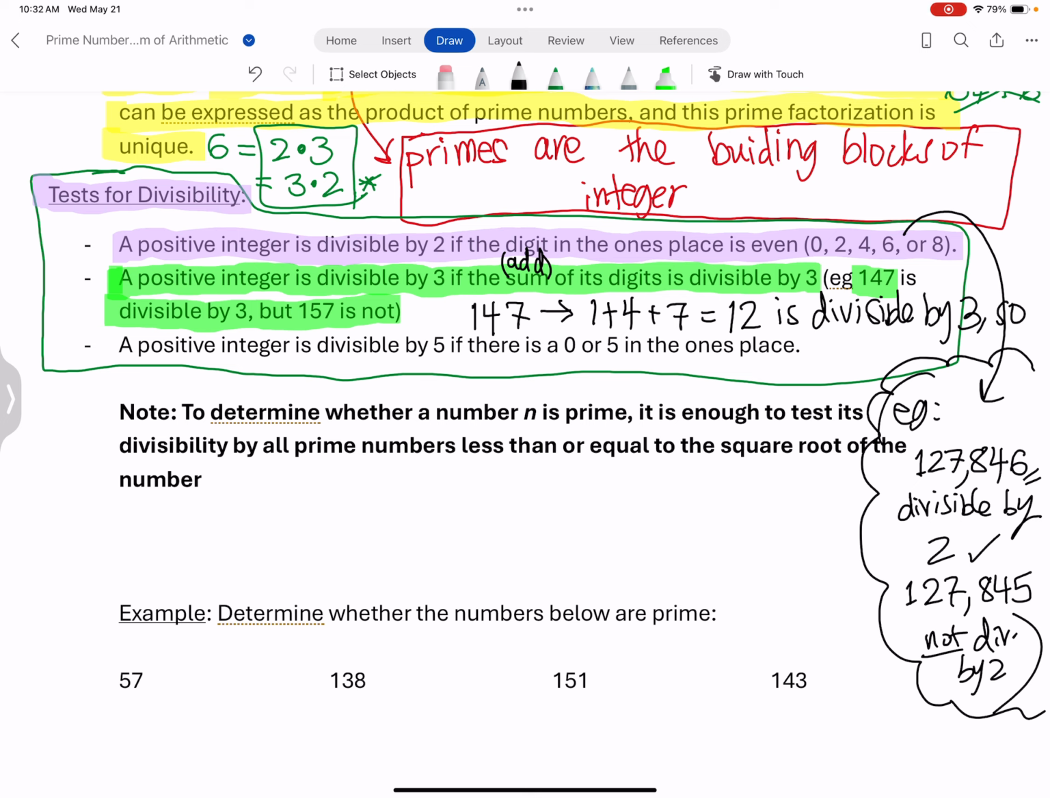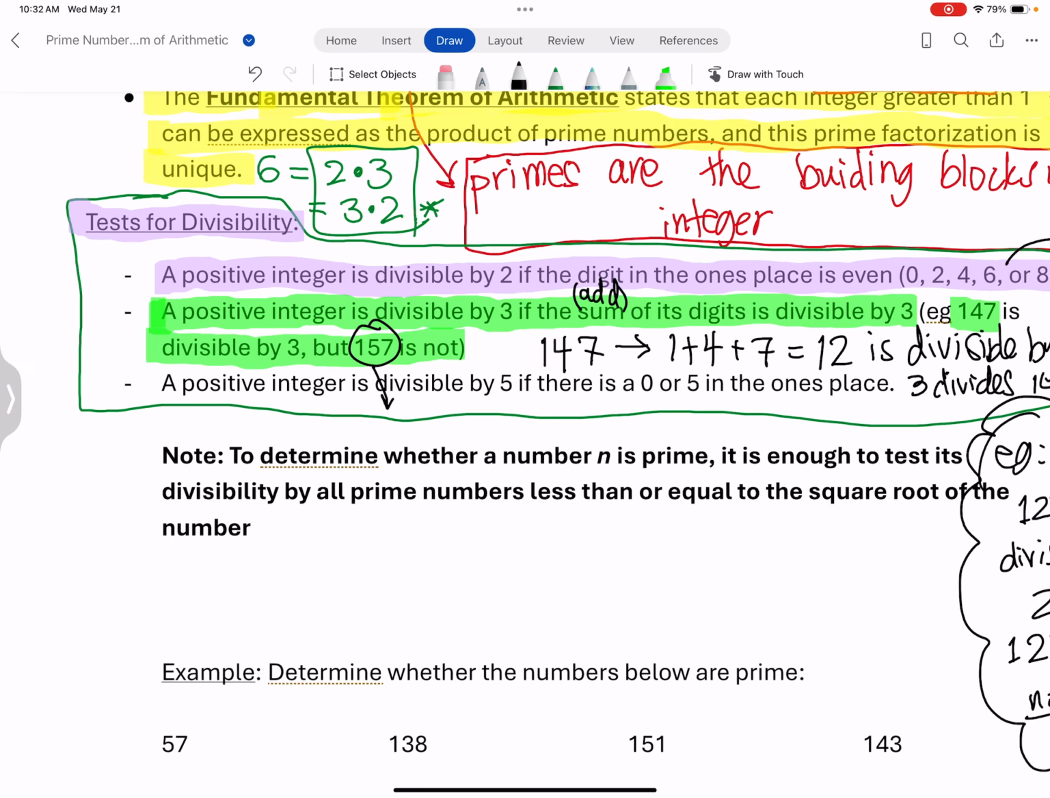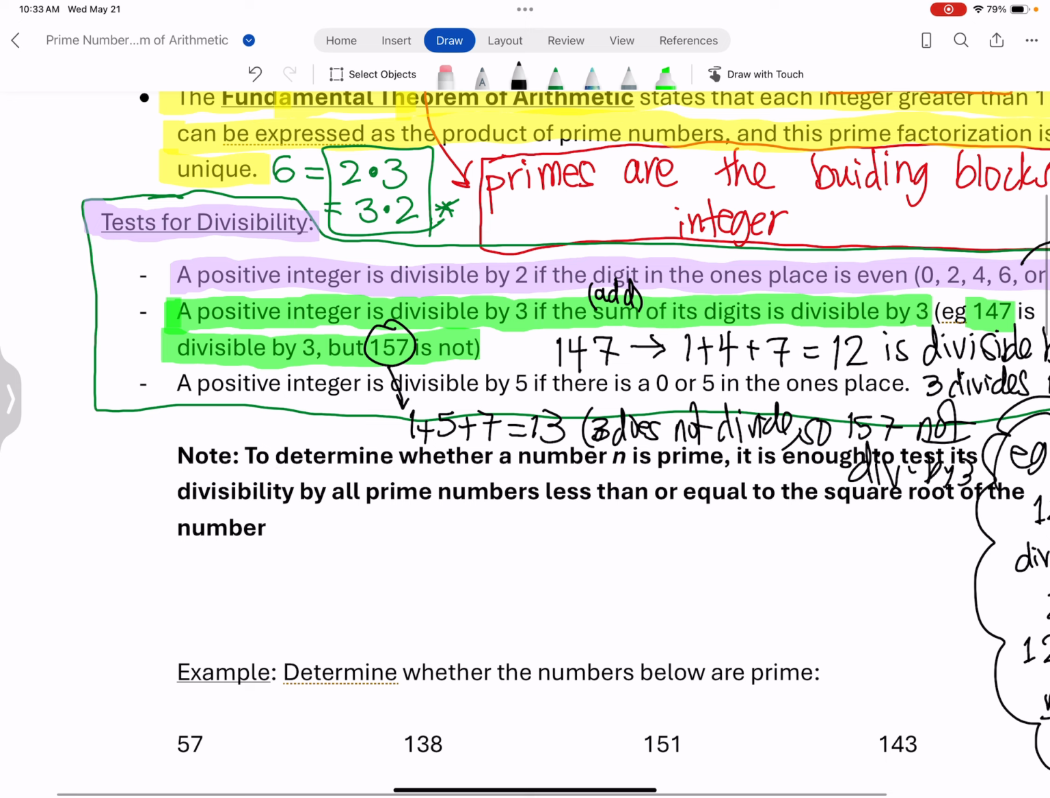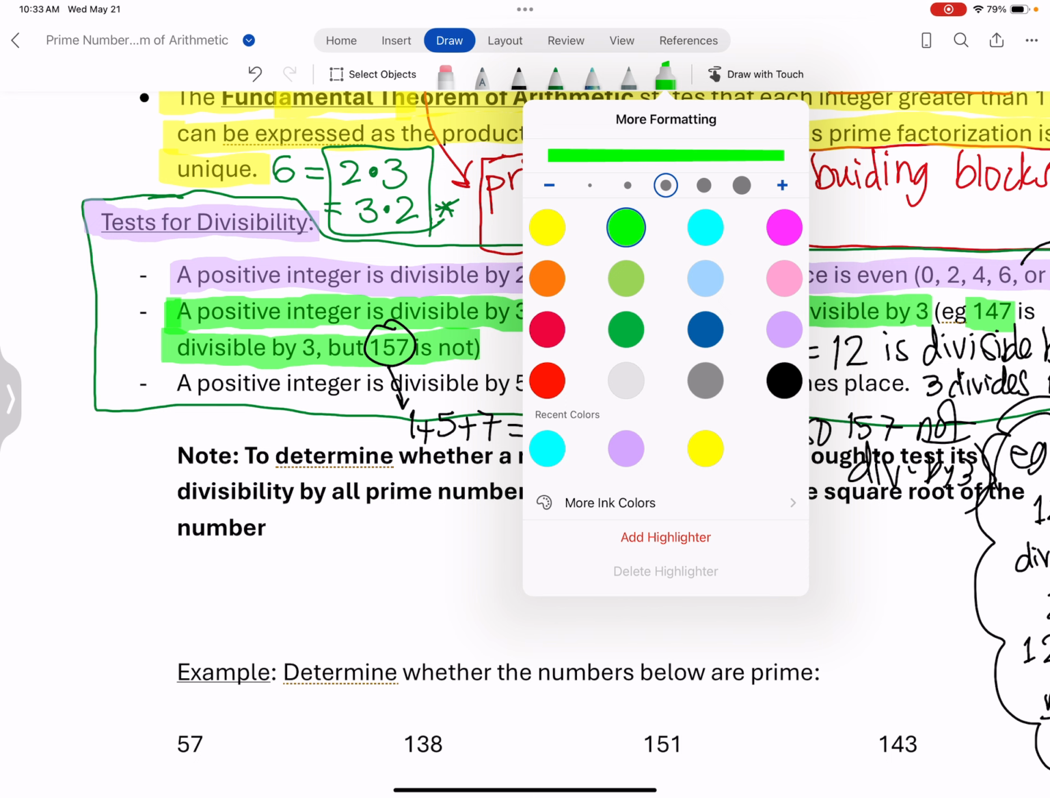So that means 3 divides into the original number itself, 147, which is kind of interesting, I think. It kind of blows my mind. But the other one, 157, if I take the digits and add them together, 1 plus 5 plus 7 is 13. 3 does not divide into that. So the original number, 157, is not divisible by 3. Which is interesting. I'm actually not even sure why that works, but it works. I always tell myself I'm going to go figure that out or look it up, and then I don't.